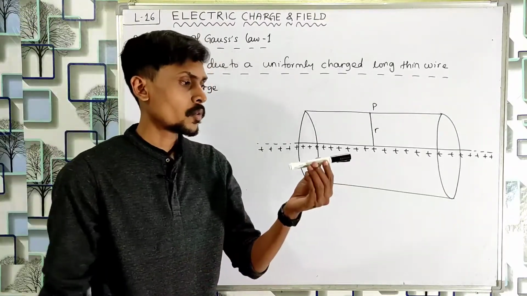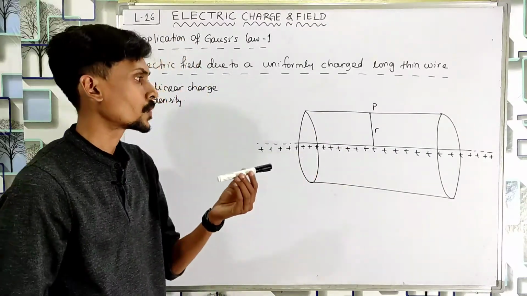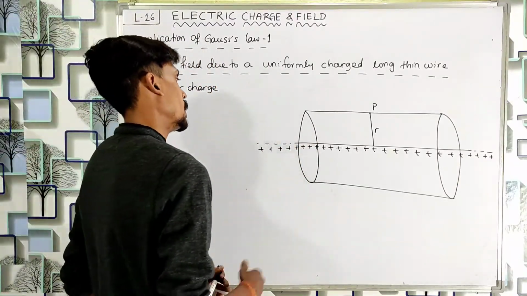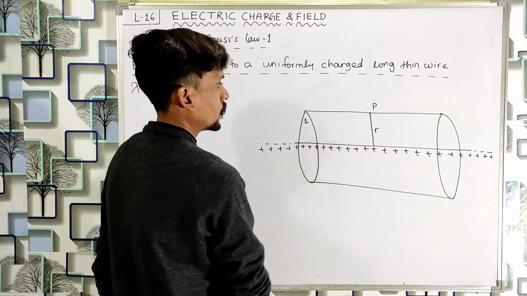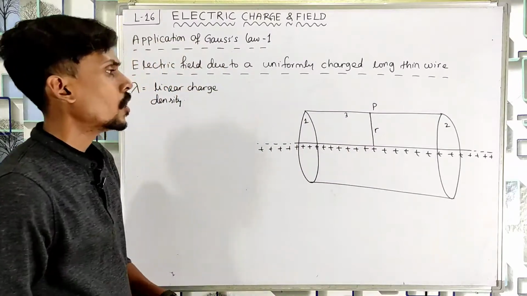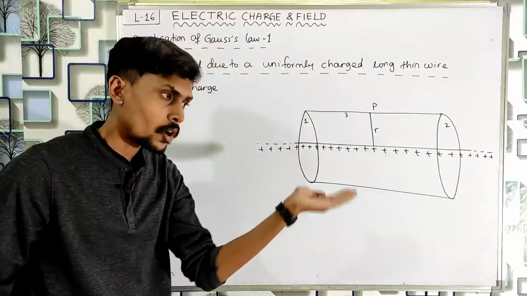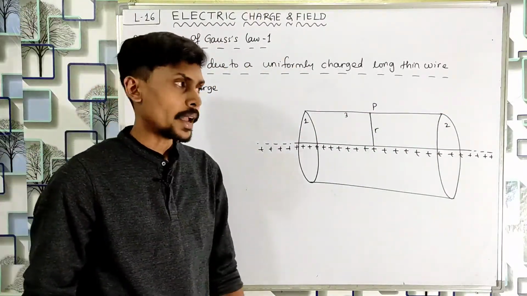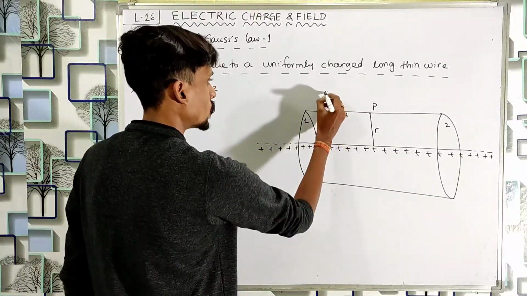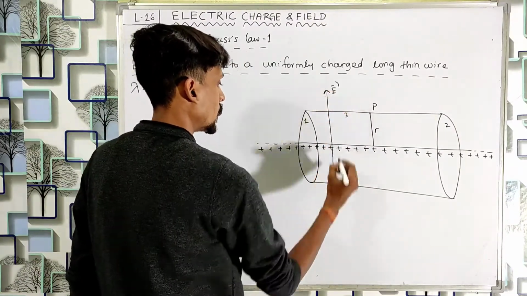So imagine that this is the wire and we have chosen a cylindrical Gaussian surface. Is that clear? Now this cylinder has three faces. This is face 1, this is face 2, and this is the third face or third surface. Two plane surfaces and one curved surface. And remember that the electric field due to this positively charged wire is radially outward, like this. E vector is radially outward.